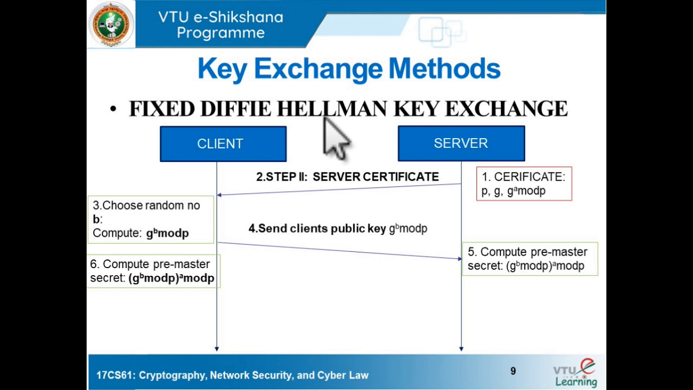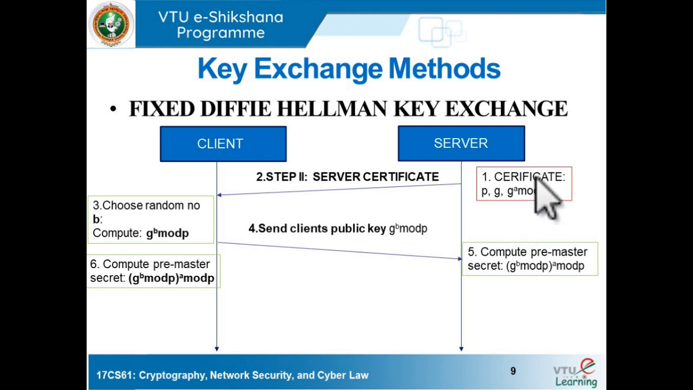Now let's see what happens in the fixed Diffie-Hellman key exchange. As we are aware, there is a client and a server. These are the two communicating parties who want to communicate with each other and establish a new session. In order to establish a new session, we are discussing what happens in step 2 and how the key is exchanged.